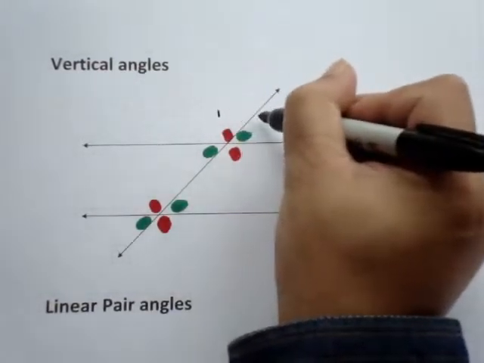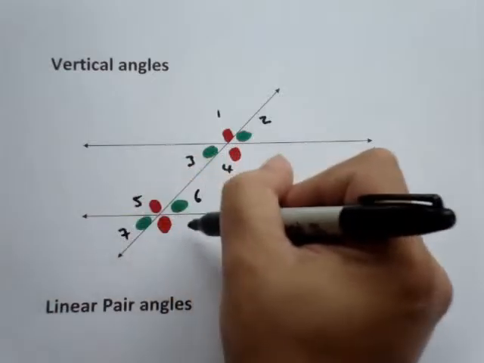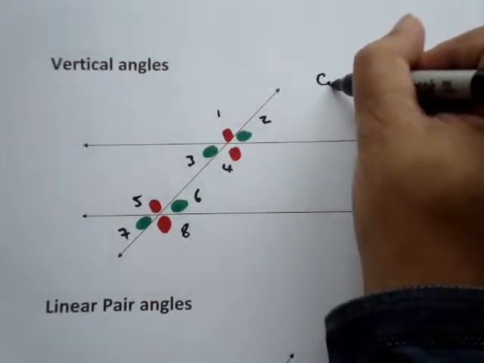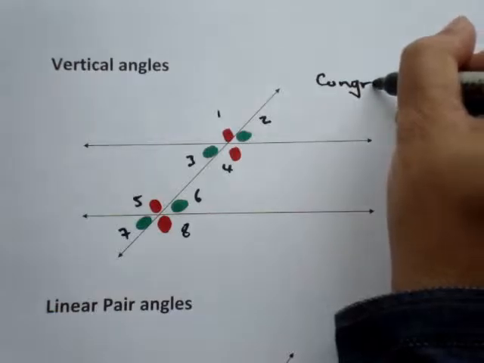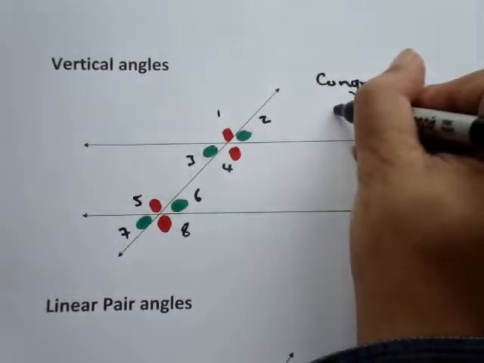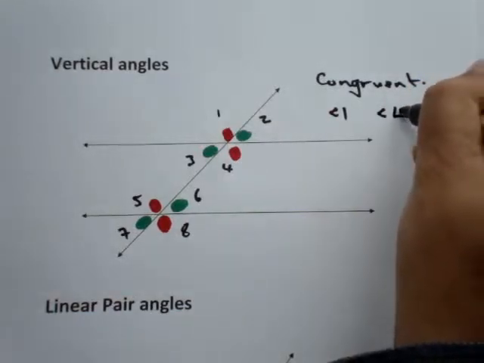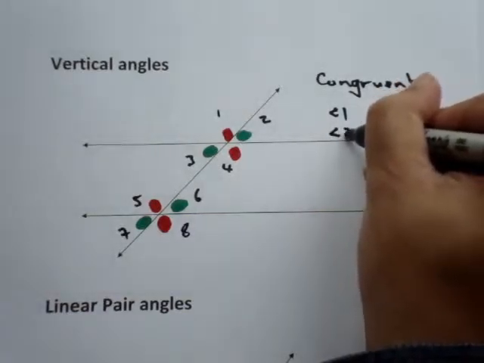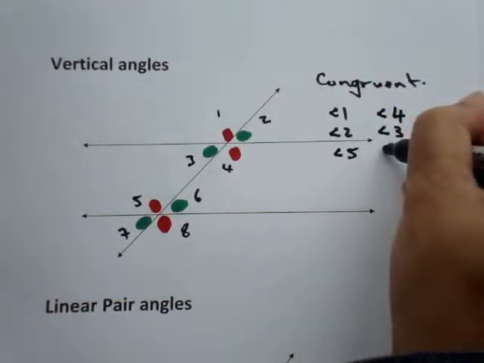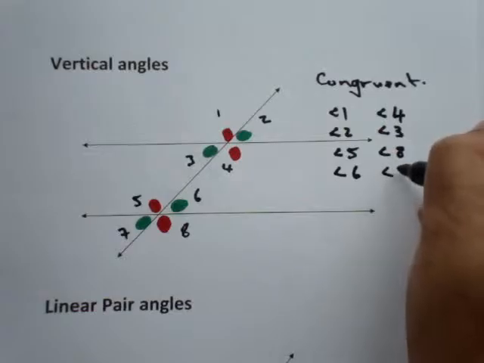So if we label the angles 1, 2, 3, 4, 5, 6, 7, 8, we can see that there are some congruent angles. And these are angle 1, which is here in red, and angle 4. Also angle 2 and angle 3. Angle 5, angle 8, and angle 6, and angle 7.